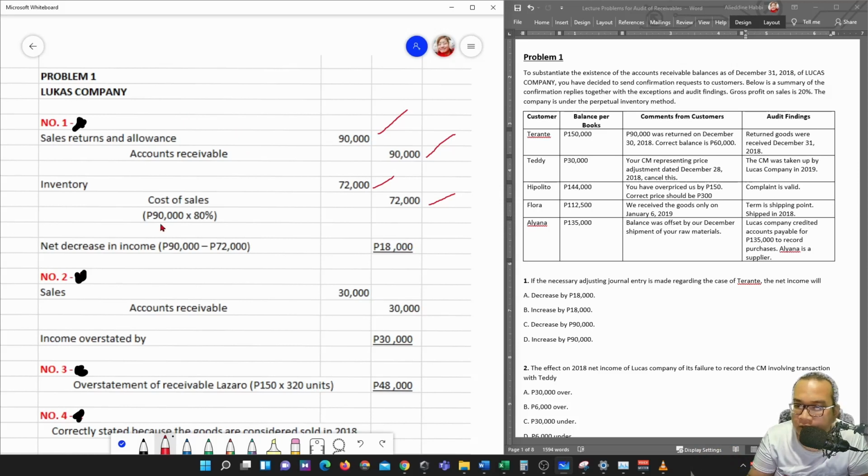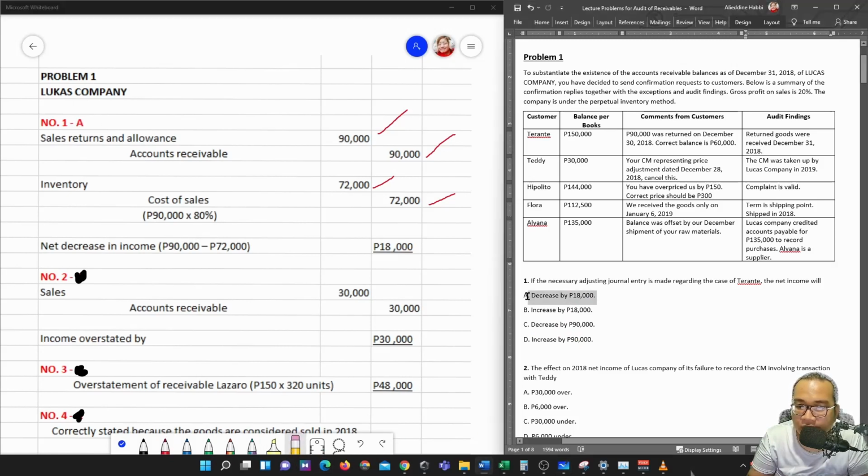Ngayon, hindi mo na kailangan gawin to. Sabi lang kasi journal entry kaya ginawa to. Pero on your own, pagdating ng actual exam, alam mo 90,000 sinauli, gross profit 20%. Edi compute mo 90,000 times gross profit, decrease in net income in the amount of 18,000. That's letter A. Basic.